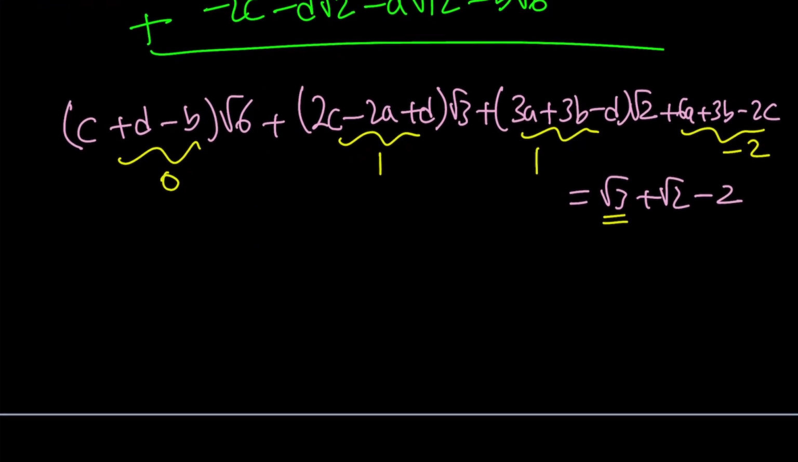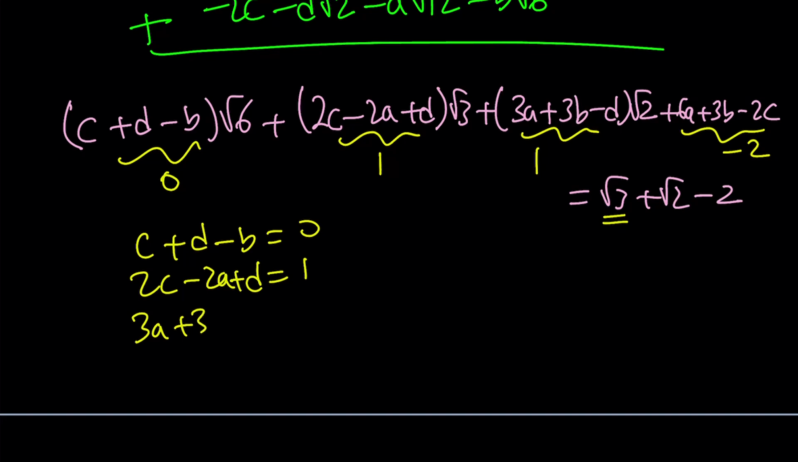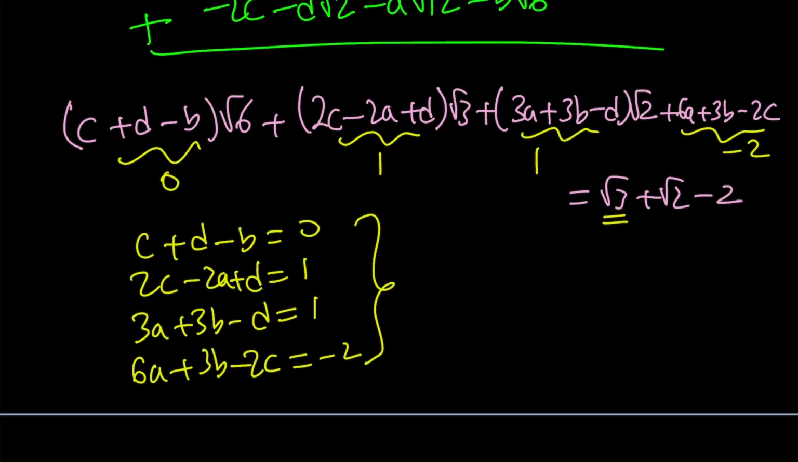This gives you a system of equations. There are 4 equations, so it looks like this. c plus d minus b is equal to 0. 2c minus 2a plus d, not b, plus d is equal to 1. 3a plus 3b minus d is equal to 1. And 6a plus 3b minus 2c is equal to negative 2. That's a system with 4 variables, and there are 4 equations.